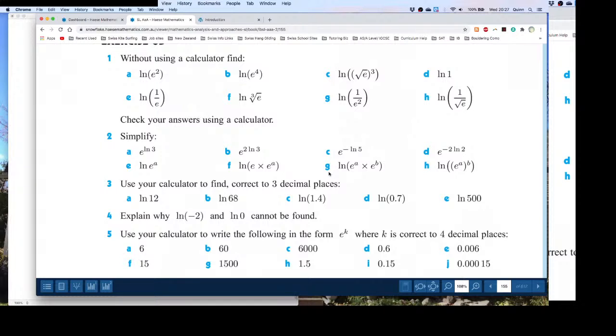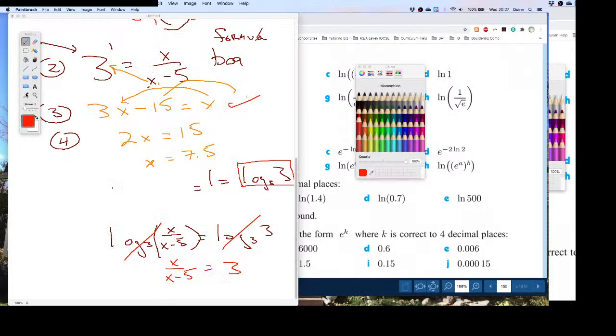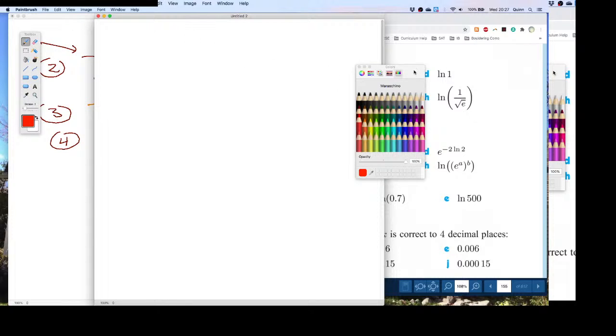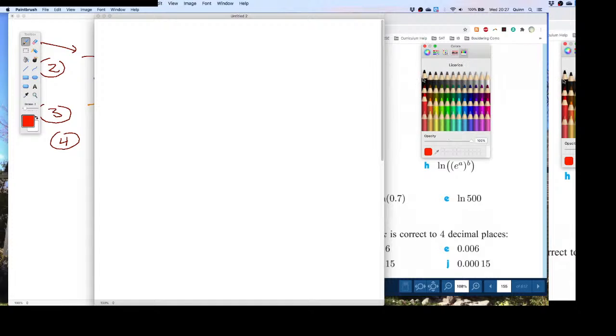Exercise 2D, please. Can you explain from the very beginning? Okay. So, just a refresher for those people who are still confused about this log thing. All right.